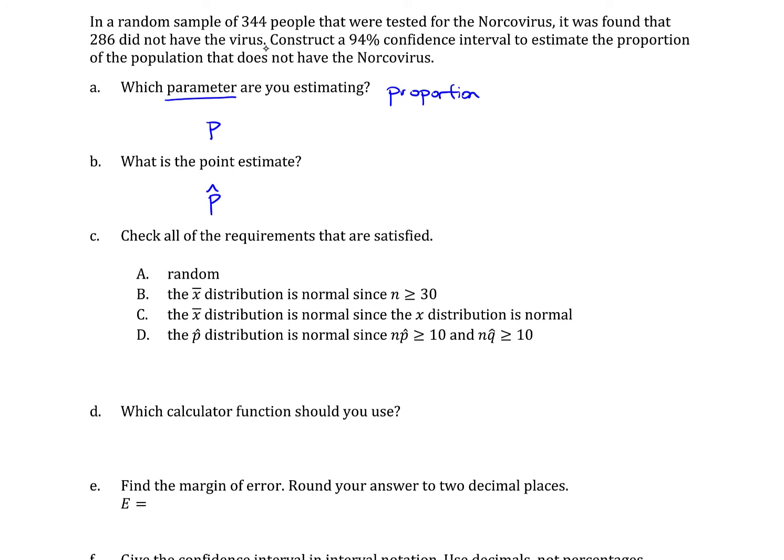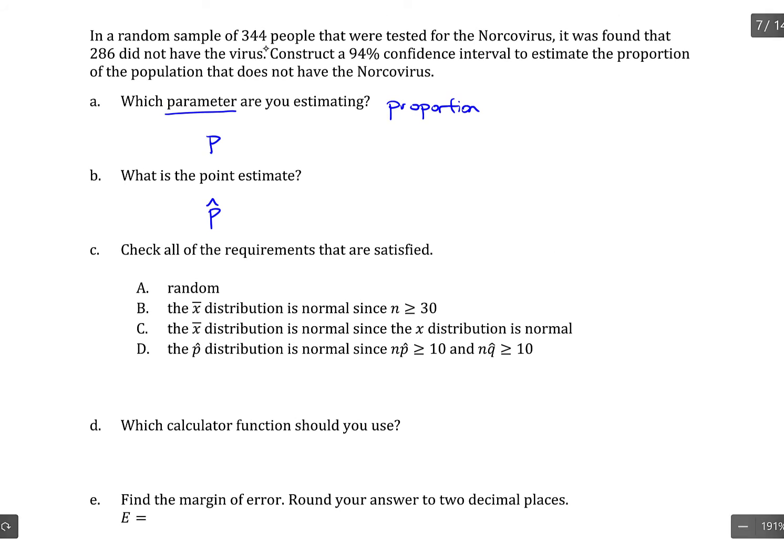Now I'll check all of the requirements that are satisfied. When we do a sample, we need to make sure we have a random sample. So we do have a random sample here. It was told to us that we have a random sample of 344 people. The X bar distribution is normal since n is greater than or equal to 30. Well, the sample size is 344, but we're not estimating a mean here, so that doesn't really apply in this case.